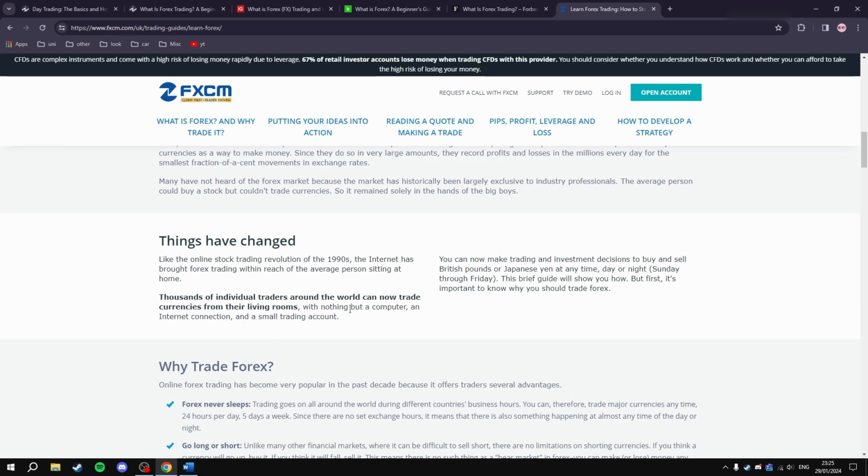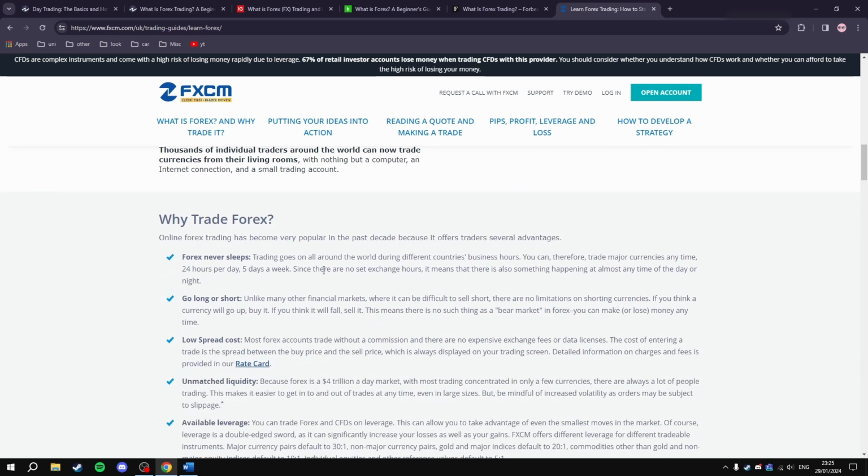With nothing but a computer, an internet connection and a small trading account, you can now make trading and investment decisions to buy and sell British pounds or Japanese yen at any time, day or night, Sunday through Friday. This brief guide will show you how, but first it's important to know why you should trade Forex.